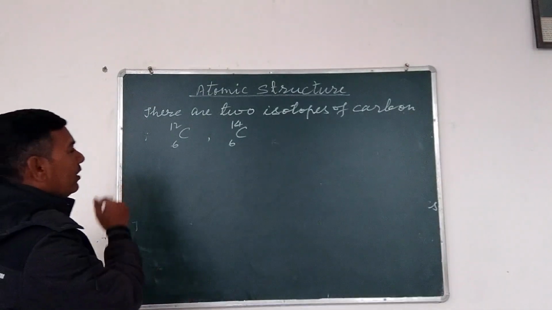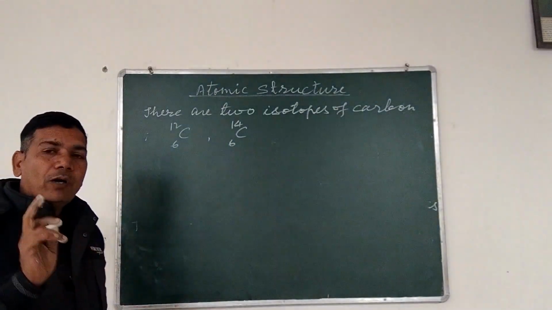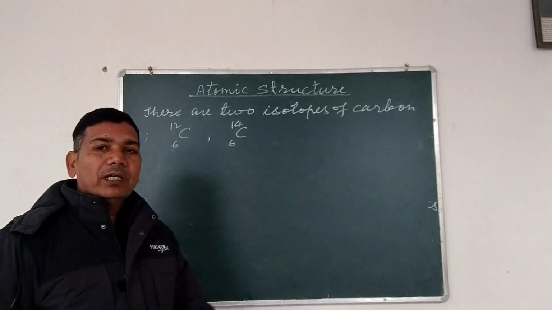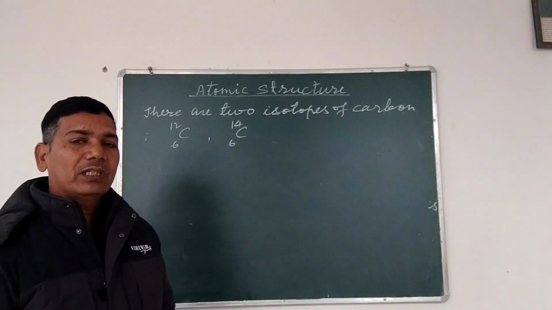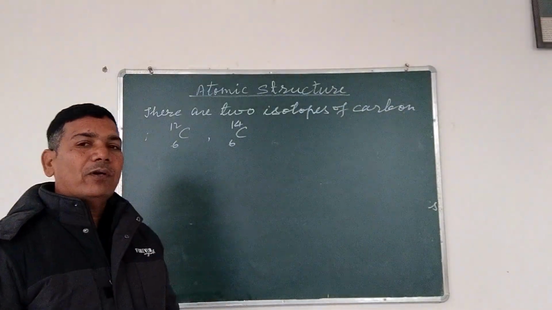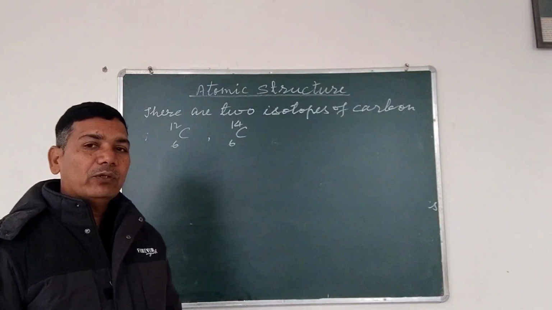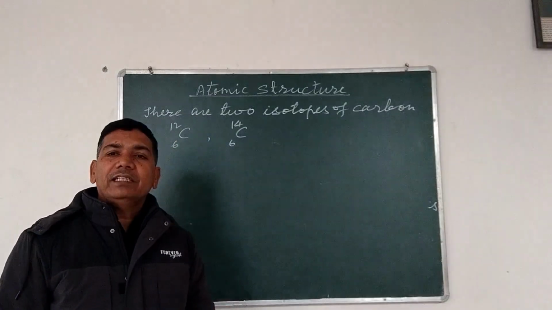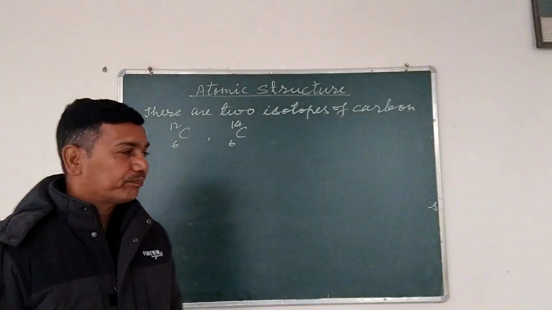Here we can see that sometimes in an atom the number of neutrons is greater than the number of protons. If the number of neutrons in an atom is greater than the number of protons, this atom is called a radioactive atom. Such types of elements are called radioactive elements. Radioactive elements are used to determine the age of plants and other living and non-living bodies.